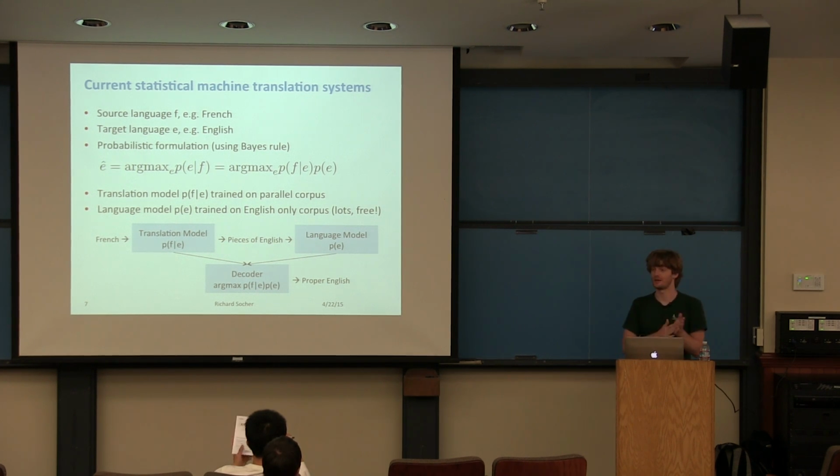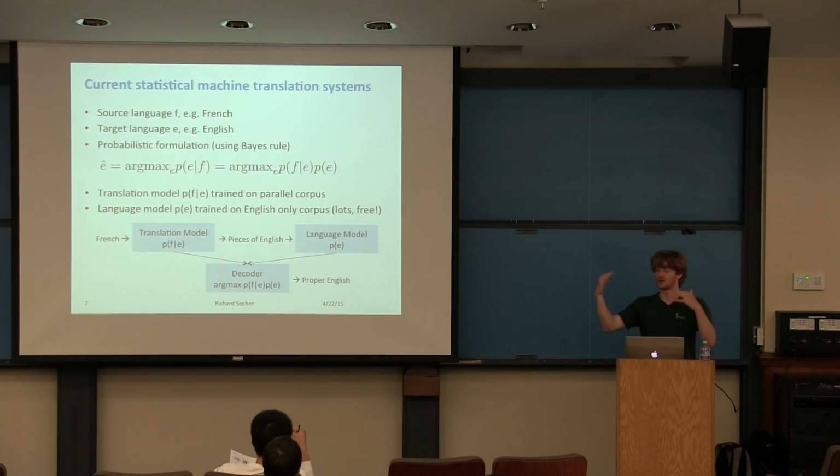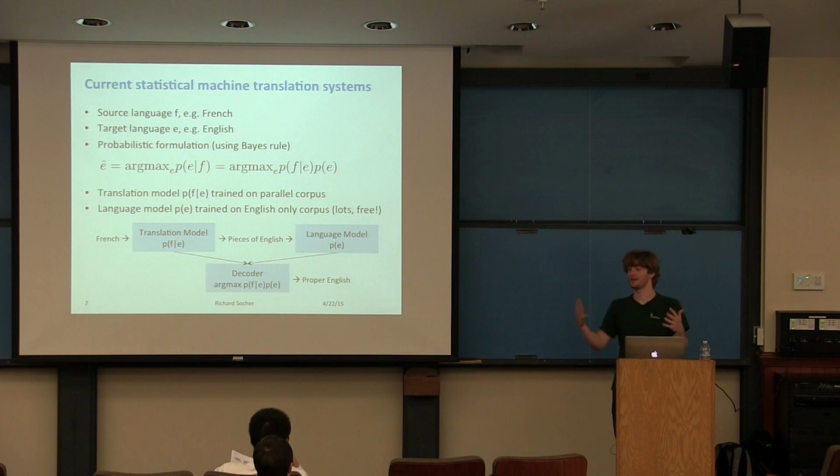...which is basically trained on a parallel corpus. Again, we have a sentence in English, a sentence in French, and we have lots of those examples. And the second one is a language model that is essentially trained on only English. And those language models we're by now quite familiar with. We can train them on arbitrarily sized corpora. Really, we just need an English monolingual corpus.